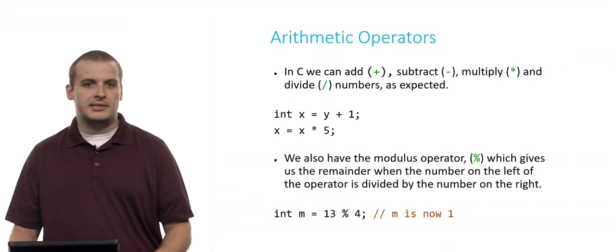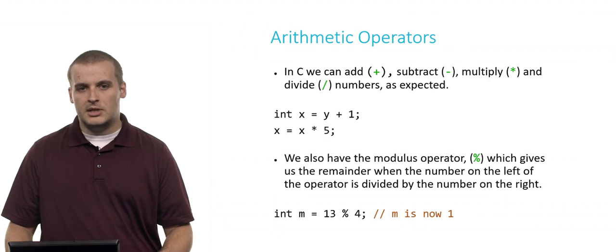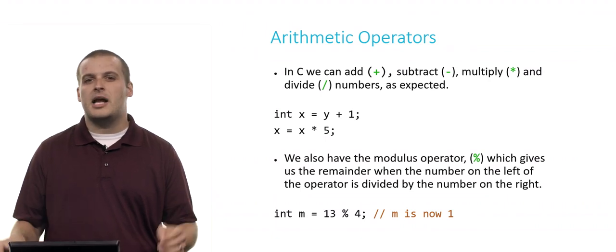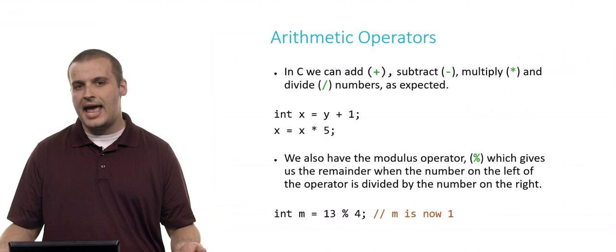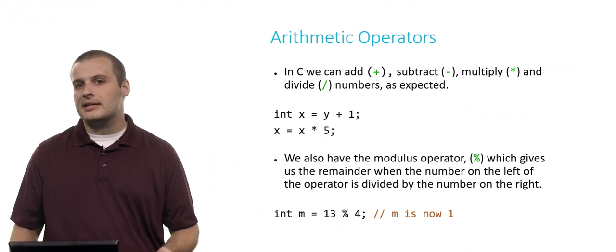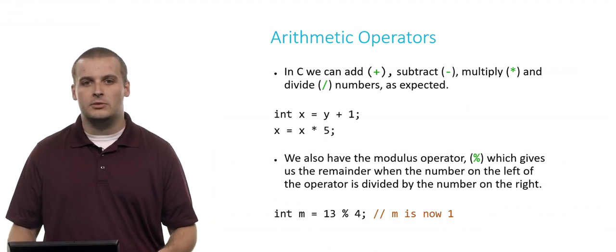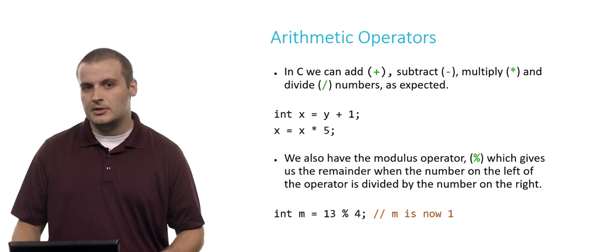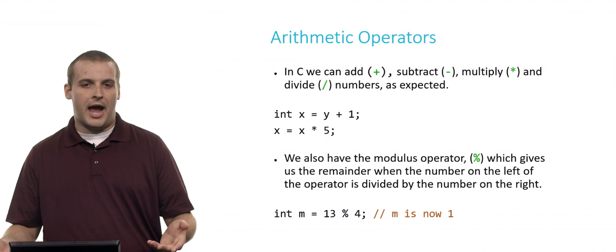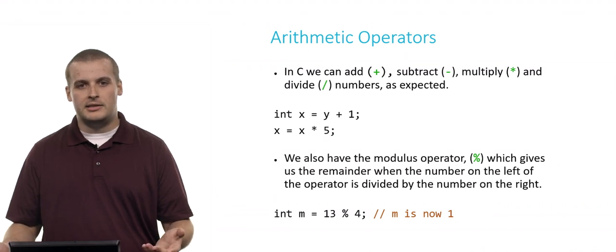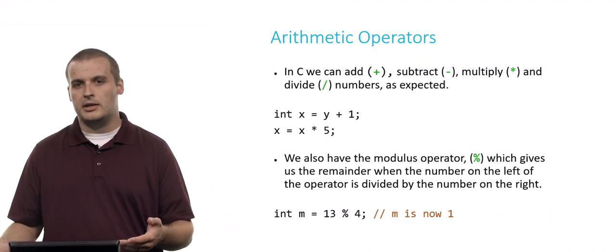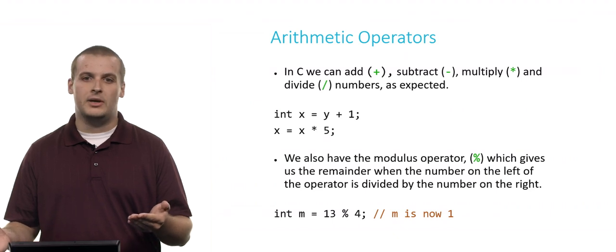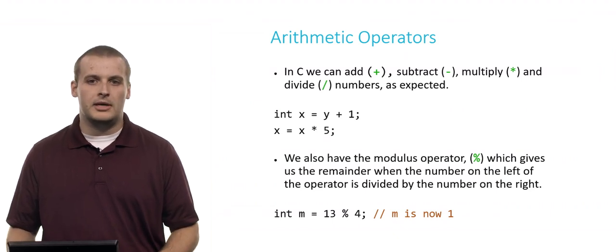So we have int x equals y plus 1. Let's assume that somewhere up above this line of code we had said int y equals 10. What's the value of x after I execute this first line of code? Did you say 11? You'd be right. Why is that? Well, y was 10, so I'm saying int x equals 10 plus 1. 10 plus 1 is 11, so the value 11 gets stored in the variable x.